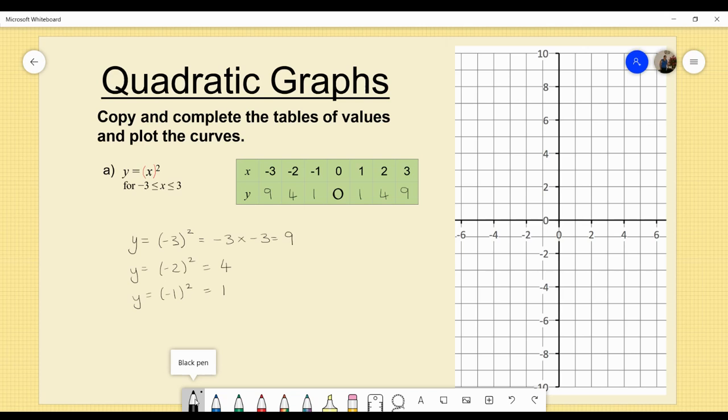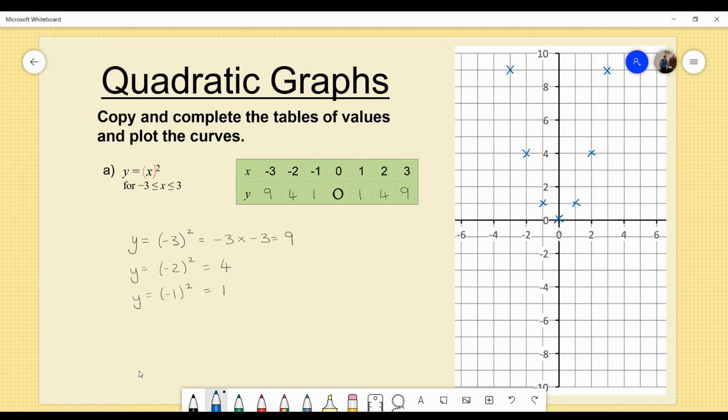And then I want to be able to plot my values. To plot the values on a quadratic or any graph at this point, we always use a little cross. A cross is much better. It shows up really nicely and clearly when you're doing an exam paper. So my x value is -3 and my y value is 9, so I'm going to plot my cross there. For the next one, my x value is -2 and my y value is 4, so my coordinate is going to be plotted there. Then I've got -1, 1; 0, 0; 1, 1 again; 2, 4; and 3, 9.